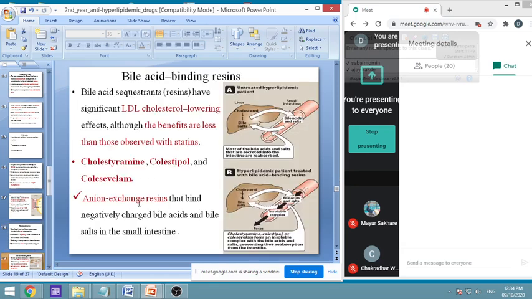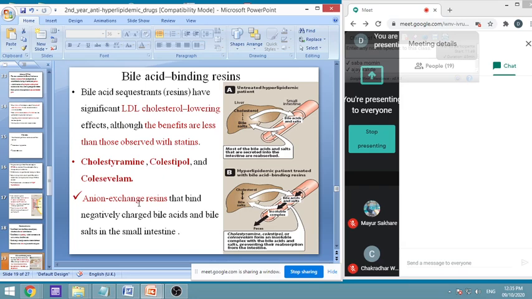The next one is bile acid binding resins, or bile acid sequestrants, as they are called. Examples of these are cholestyramine, colestipol, and colesevelam. These are the agents acting on the bile acids. They cause inhibition of reabsorption of bile acids or bile salts from the intestine to the liver, and thus they increase the excretion and decrease the concentration of these agents.